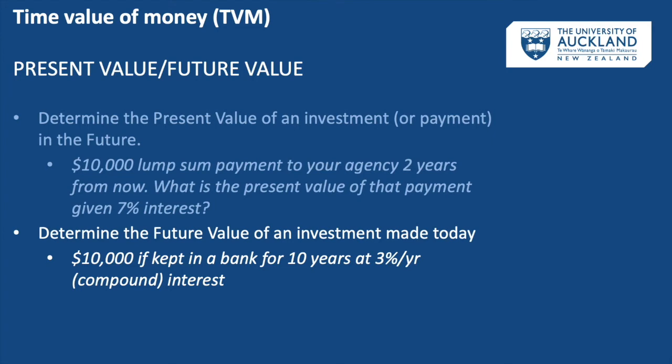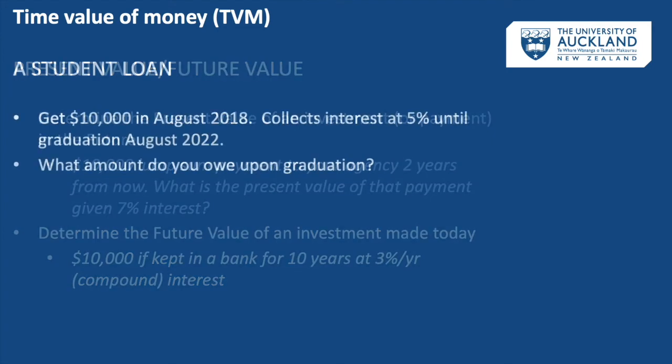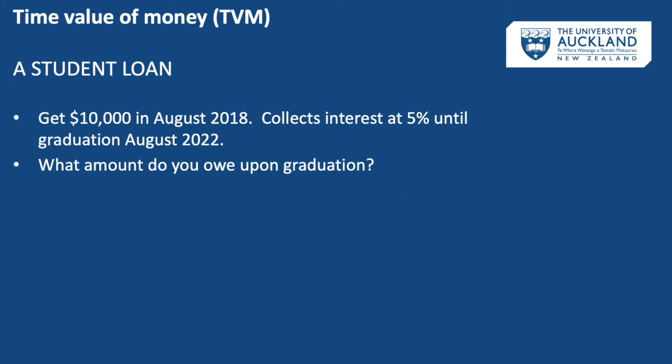So let's contextualize this a little bit with an example. Say you have a student loan, a pretty common form of debt or investment. Let's say as an undergraduate, you take out a $10,000 loan at the start of your college career in August of 2018. Say that loan then has a 5% interest rate, which will be applied to the principal of the loan until you graduate in August of 2022. That's 4 years of interest.